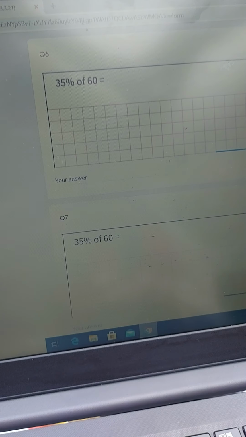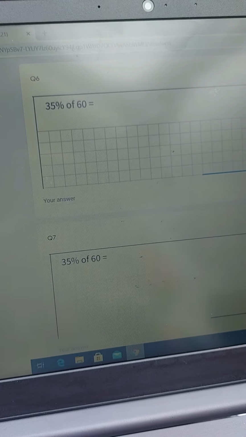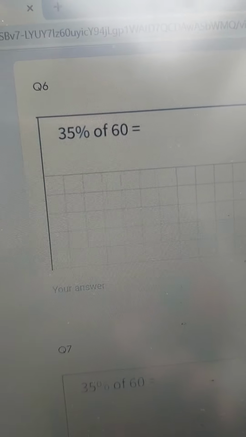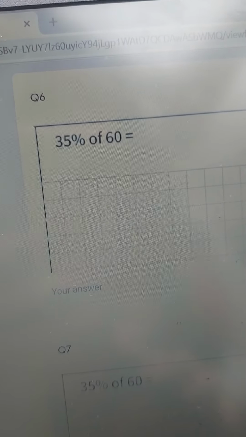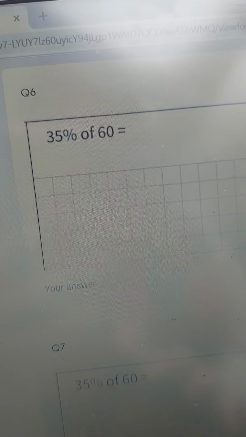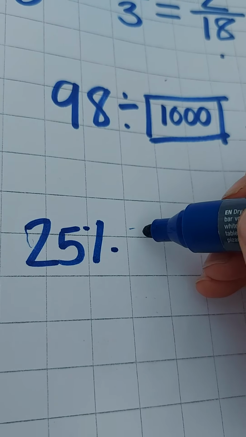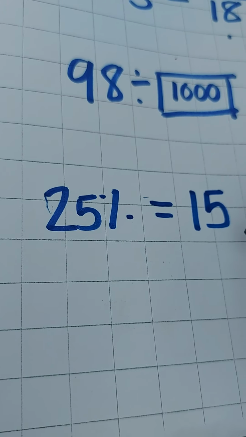And 35% of 60. Now, I'm going to do this very smart. I know half of that is 50% and I know a quarter of it is 25%. So I'm going to work out a quarter of 60. 60 divided by 4. So half of 60 is 30. And half it again is 15. So I know that 25% of that number equals 15. So 25% of 60 is 15.